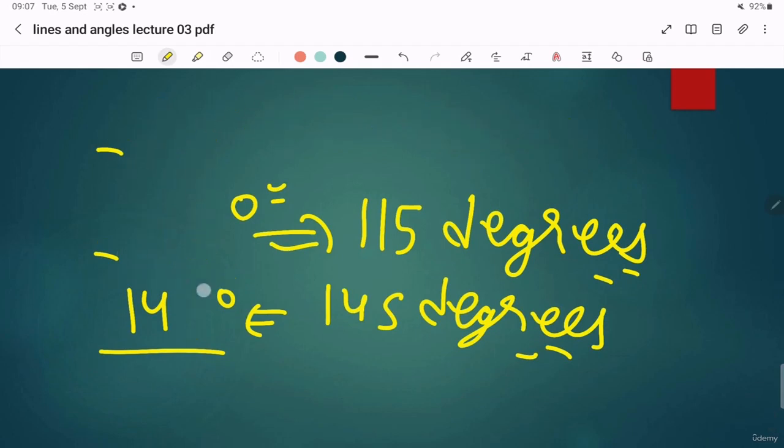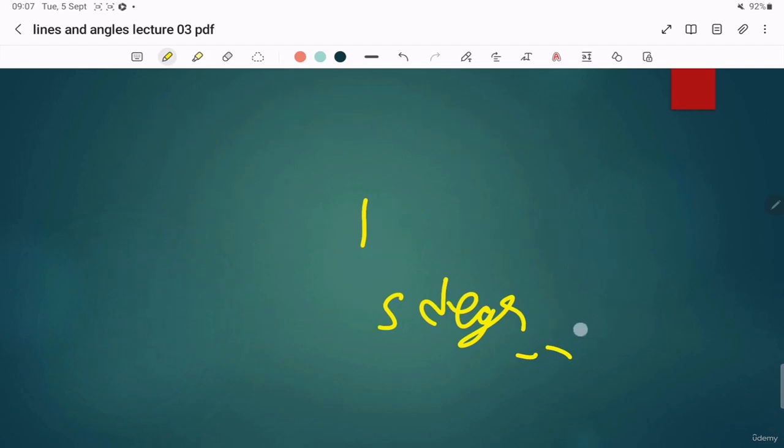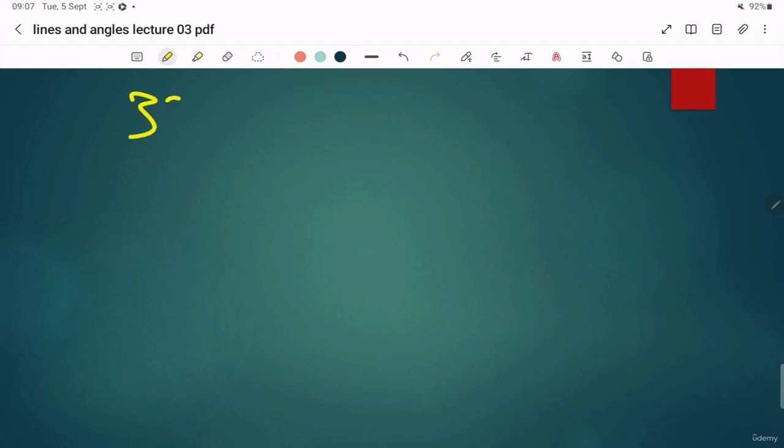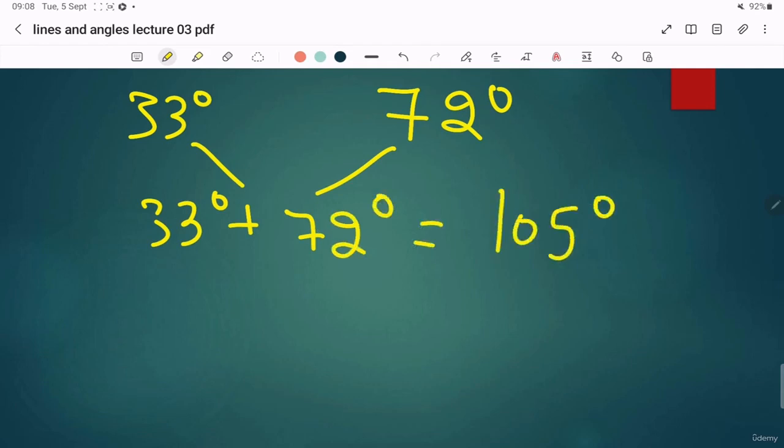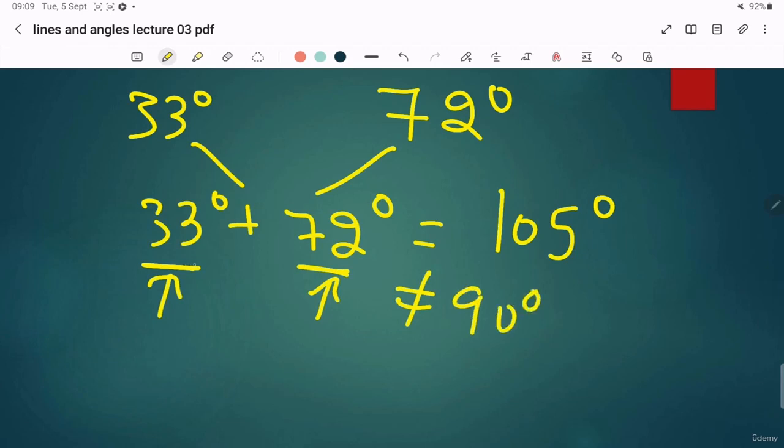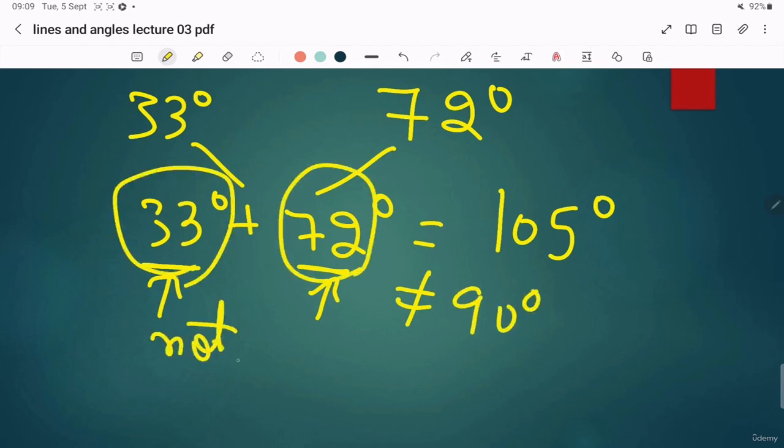Now let's say we have two angles. One angle is 33 degrees and another angle is 72 degrees. Now add them, 33 degrees plus 72 degrees. This will be 105 degrees. As the sum of these two angles, 33 degrees and 72 degrees, is not equal to 90 degrees, these two angles are not complementary.